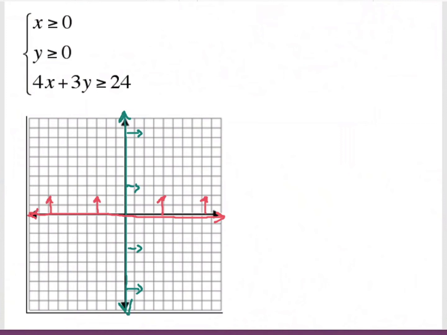Let's see if we can do this one using that intercept method. If I had plugged in a 0 for y, that would make x equal to 6. So I know that the point 6, 0 is my x-intercept. Same thing for the y-intercept. If x were 0, then y would have to be 8. So the point 0, 8 is my y-intercept. And that's a quick way to just get our line down here. We've got a y-intercept. We've got an x-intercept, and this one's going to be a solid line.